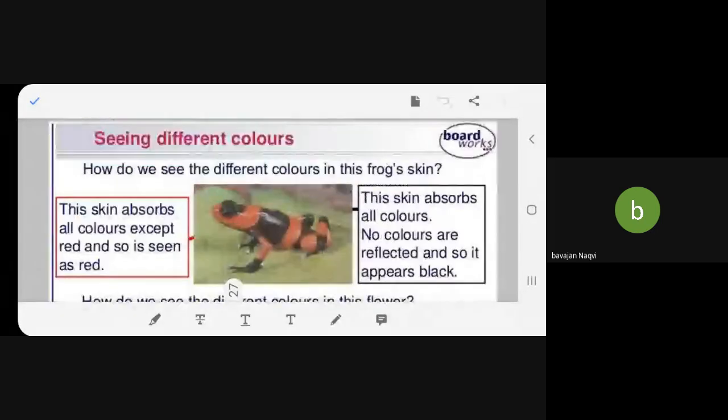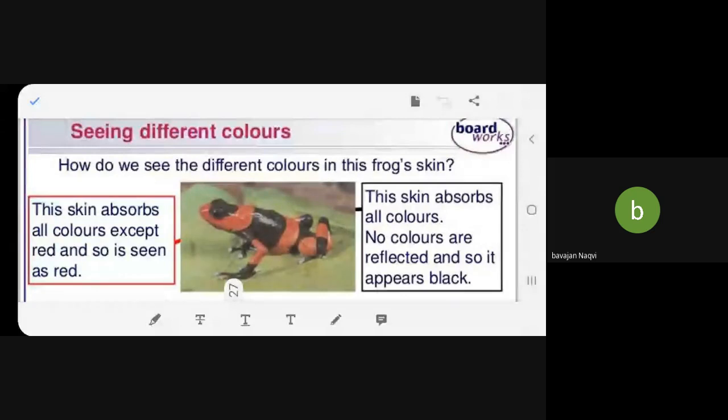Now, why do we see different colors, beta? Why do we see different colors? Due to reflection. Is it clear? Let's see, there's something new I'm giving you in this chapter.